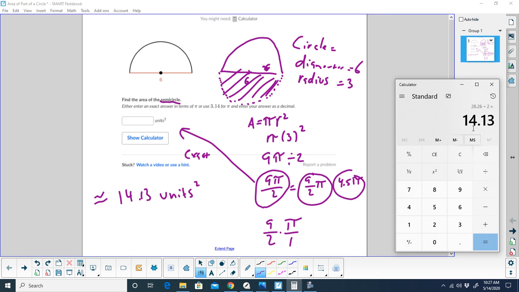Now, both of these answers, 28.26 and 14.13, are approximate numbers because we're estimating pi to 3 decimal places. But approximately 14.13 is what 9 over 2 pi is, or 9 pi over 2, 9 over 2 pi, or 4.5 pi. These all are the same way of saying the exact area of the circle, which if you use 3.14 as an estimate, you get 14.13.